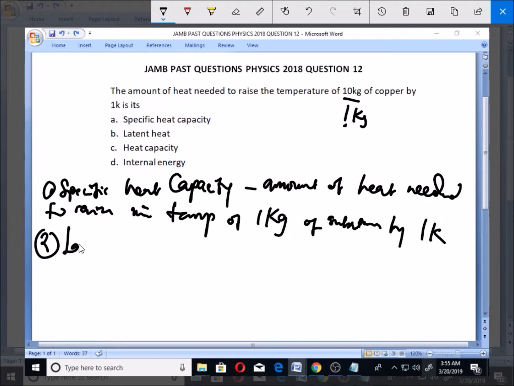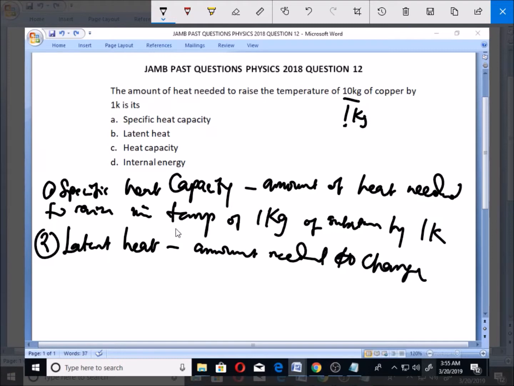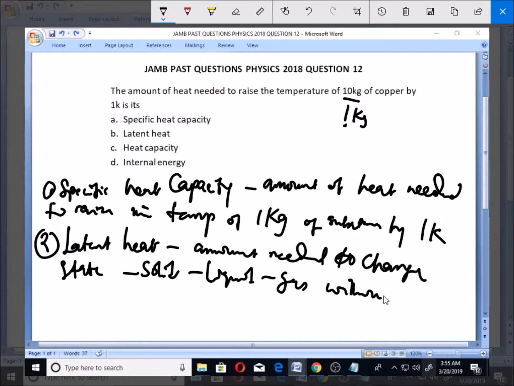Now number 2, we look at latent heat. What is latent heat? Latent heat is the amount of heat needed to cause change in state. That is when there is change from solid to liquid or liquid to gas without rise in temperature. So when latent heat is used, there is no rise in temperature.